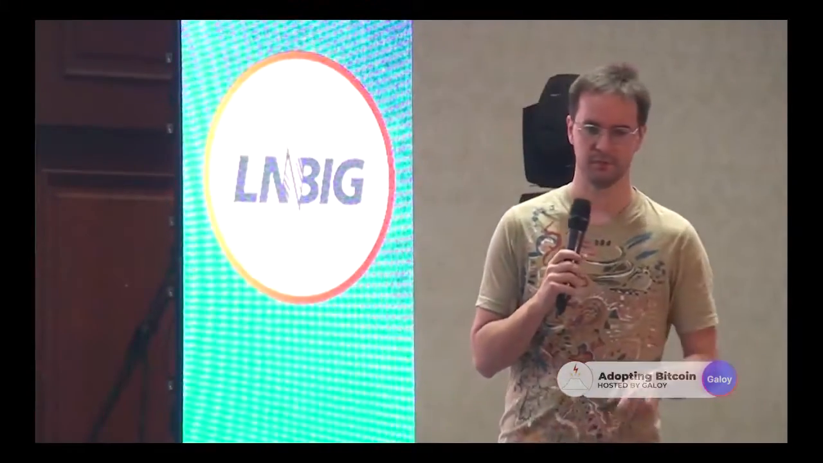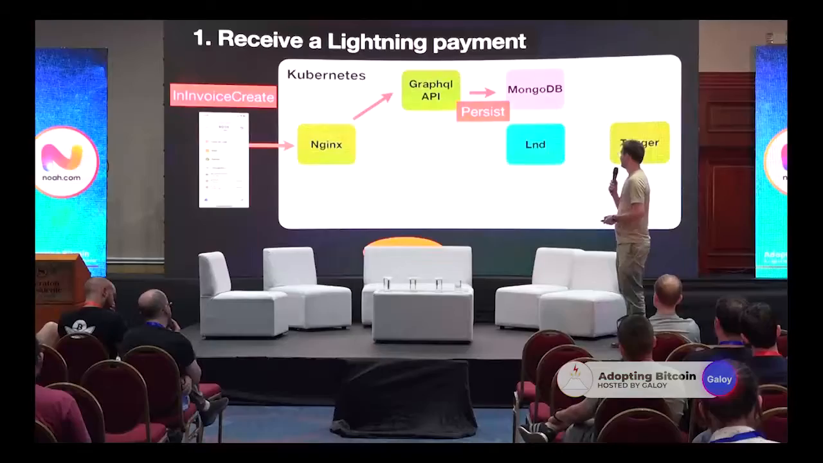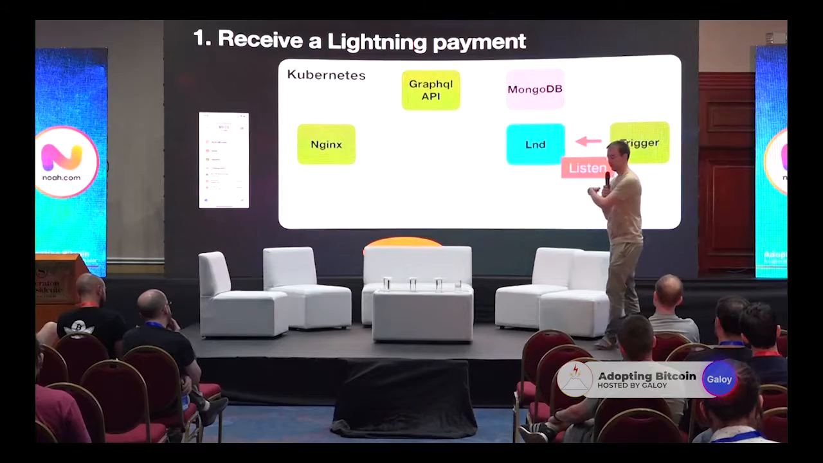LND comes back with an invoice, and then we have to persist it in MongoDB. This is so that we have internally a mapping between the user that created the invoice and the invoice, so that when the payment comes in, we can associate it and credit the user correctly. Then we have this trigger component.